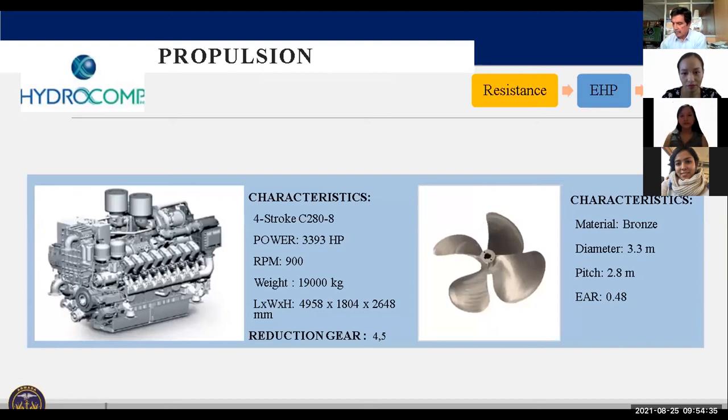The propulsion, with a diesel engine. This is the Caterpillar with a power of 3393 horsepower at 900 RPM. We use a reduction gear of 4.5. In the part of the propeller, the characteristics are a diameter of 3.3 meters, a pitch of 2.8 meters, and an EAR of 0.48.